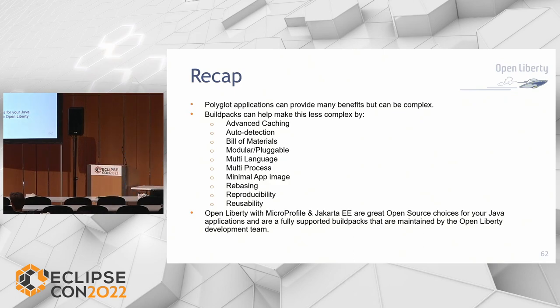Also, think about the things buildpacks can offer: advanced caching, auto detection, and again, bill of materials. All these things can make our lives as developers a lot easier. We shouldn't have to worry too much about the runtimes underneath and the JVM, et cetera. We should just be able to focus on our code, and that's what buildpacks do help with. And also, Open Liberty with MicroProfile and Jakarta EE are really, really great sources.